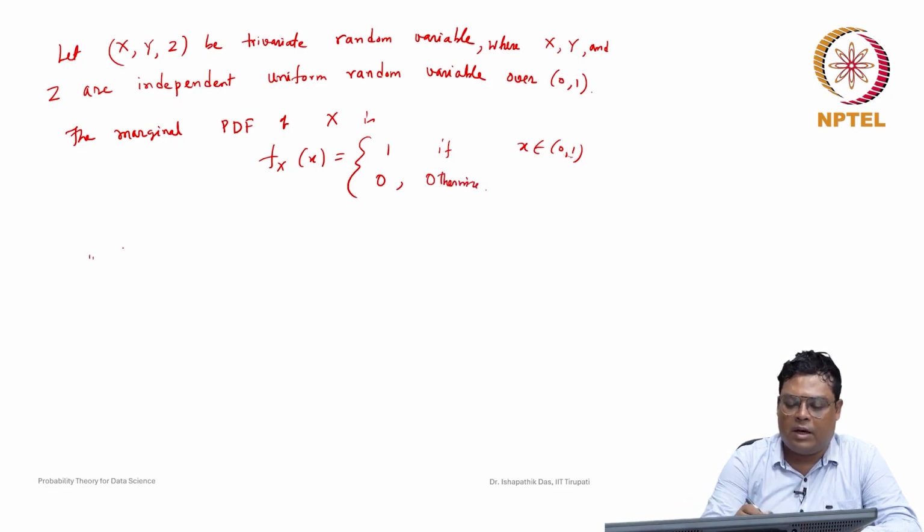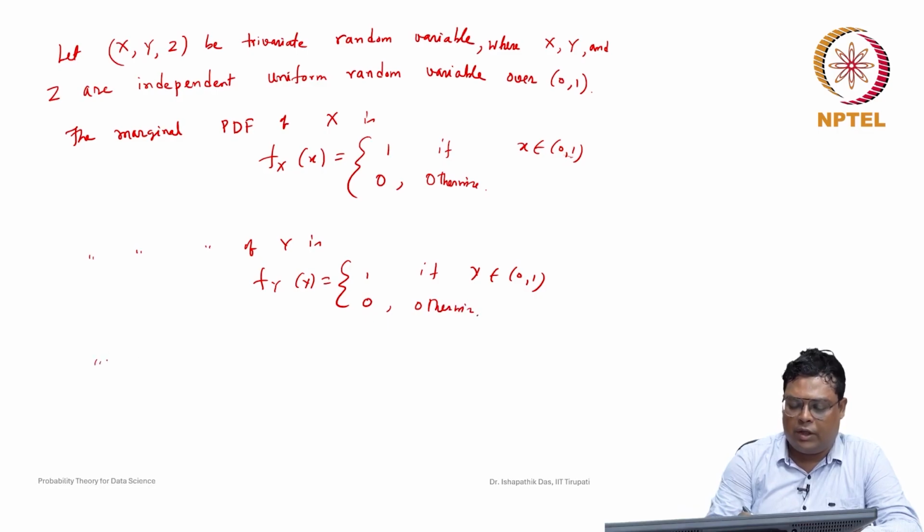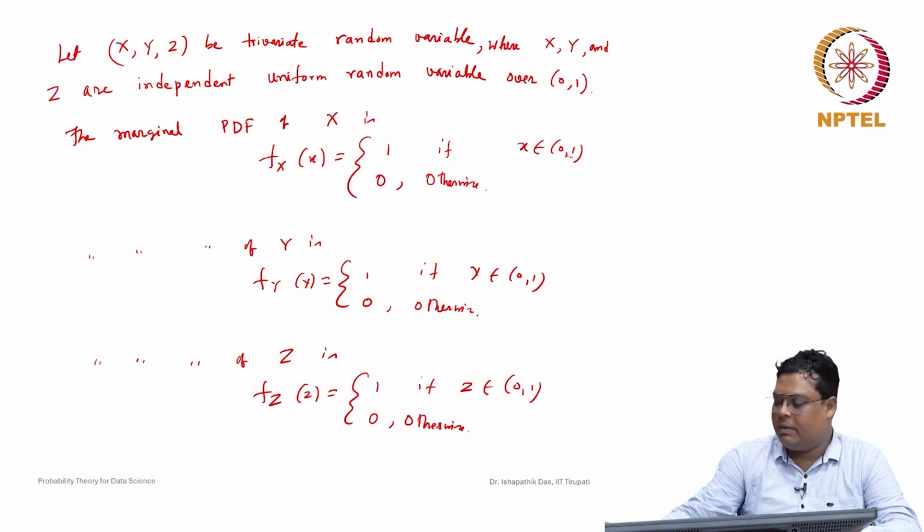And also the marginal probability density function of y is the same, just the variable changed: 1 if y belongs to 0 to 1, and 0 otherwise. And also the marginal probability density function of z is f_z(z), equal to 1 if z belongs to 0 to 1 and 0 otherwise. Now these are the marginal probability density functions.